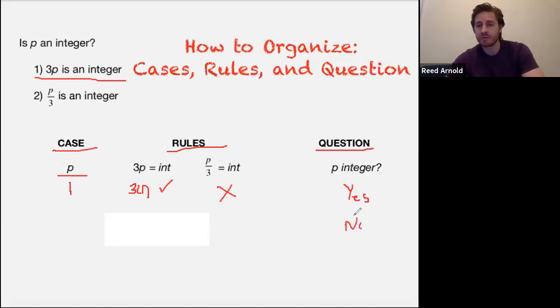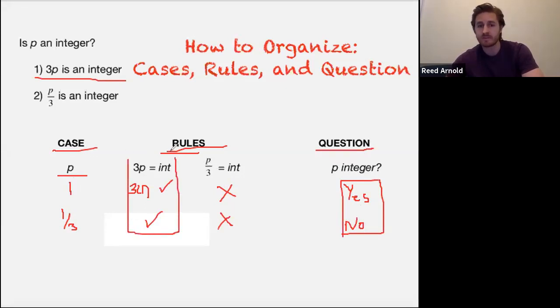Can I find a case where p is not an integer, but my rule is followed? Well, 1/3. Is 3 times 1/3 an integer? It sure is. I don't care about this rule right now. P is not an integer. So I don't know if I'm in the integer circle or not. Knowing this, being in this circle, has not clearly put me into a circle in regards to integerness. So statement 1 is insufficient. So I go to statement 2 now.